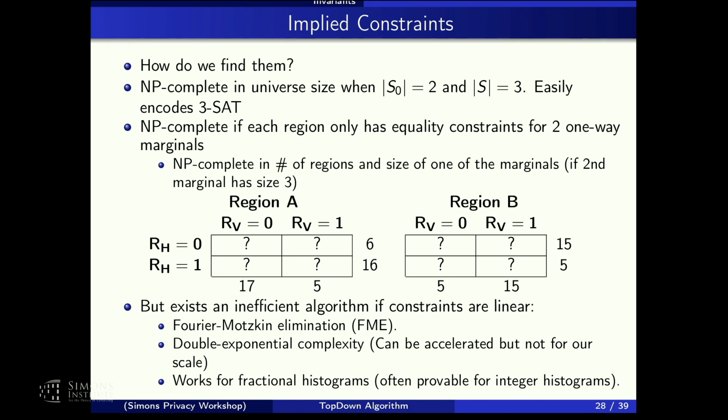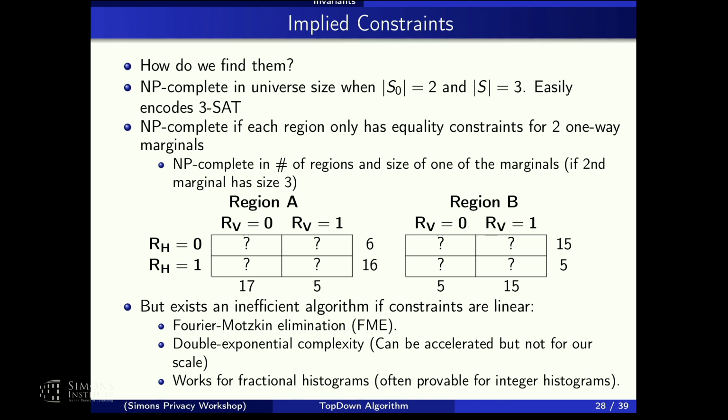In general, this is NP-complete, even if we have a schema with two attributes and the full table has three attributes. You can probably see that you can easily encode a three-SAT problem this way, and three-SAT problems can be nasty sometimes. It turns out that even if you have some really well-behaved, nice-looking constraints, such as two one-way marginals in each region, this becomes NP-complete as long as the number of regions is three or more, and it's NP-complete in the number of rows and columns. So that's the bad news.